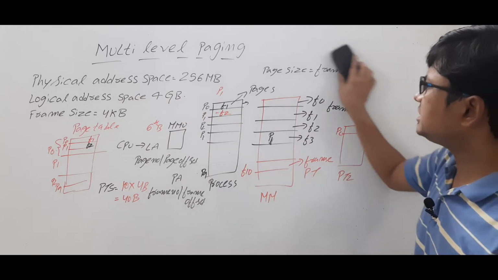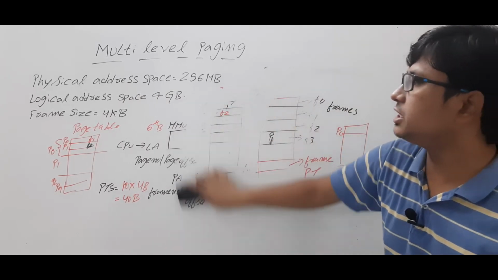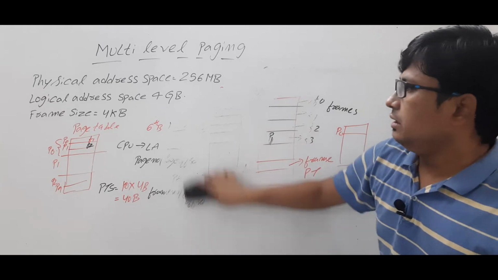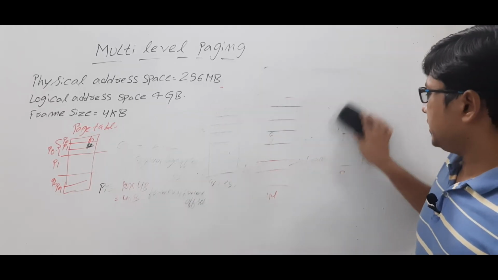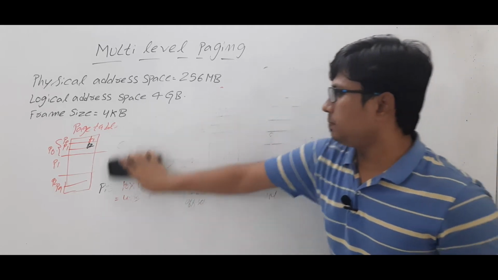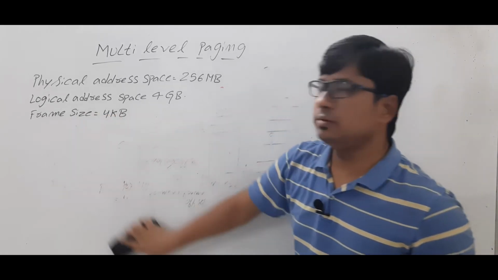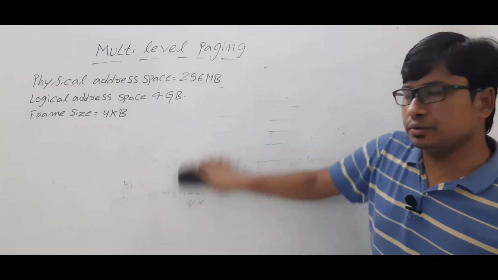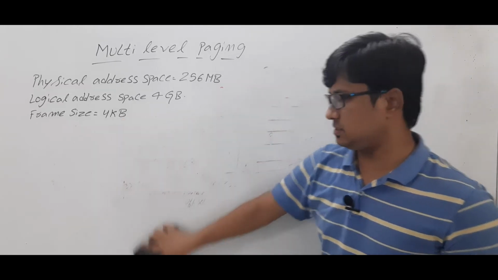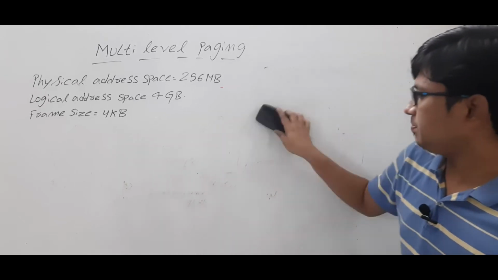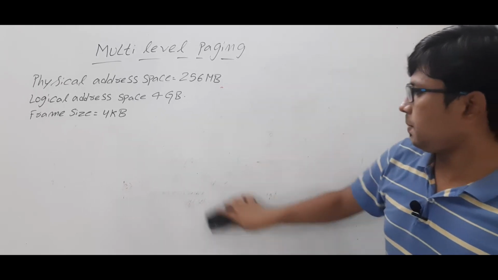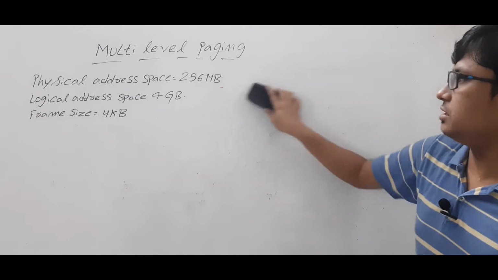Just remember one thing. If the page table size is more than the frame size, then we will go for multi-level paging. That page table is again further divided into a number of pages, and that information we will keep in another page table. Is it clear? Now let me discuss with this example.